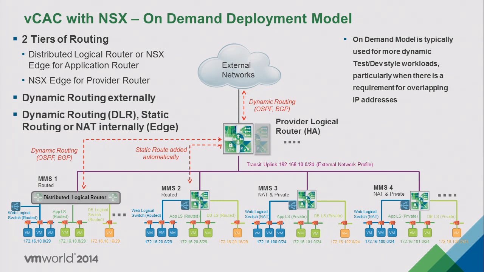And again, this keeps scaling while there are free IP addresses on our transit uplink network. So this on-demand topology meets a number of different connectivity models and scales very nicely. It's really ideal for test and dev type workloads or really more dynamic environments, again, where you have overlapping IPs or you might be provisioning and destroying applications quite quickly.